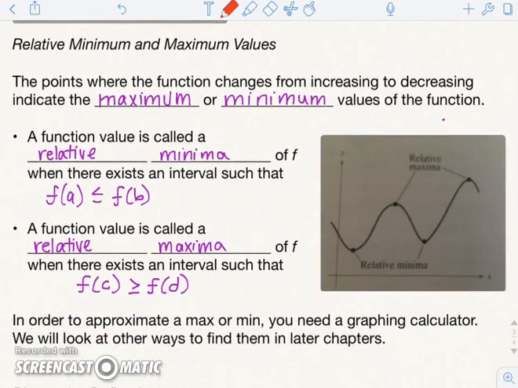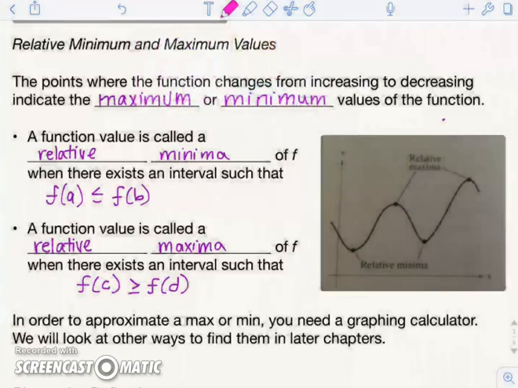Okay, so those special points are called the relative minimum and maximum values. The points where the function changes from increasing to decreasing, those hang in the air points, that's your maximum or your minimum values of your function. The function value is called a relative minima of f when there exists an interval such that f of a is the smallest thing compared to f of b, so the lowest y value, okay? So for these, we are talking x and y values as opposed to just the x's. The function value is called a relative maxima of x when there exists an interval such that f of c is greater than f of d.